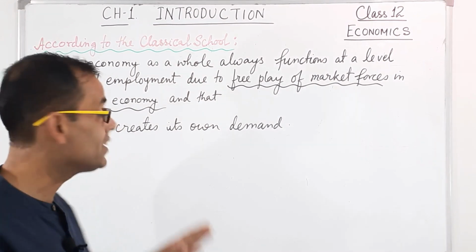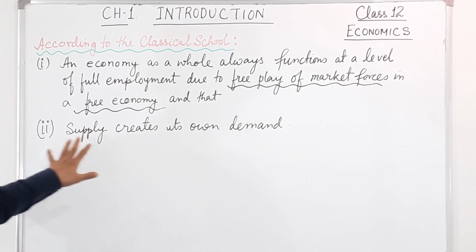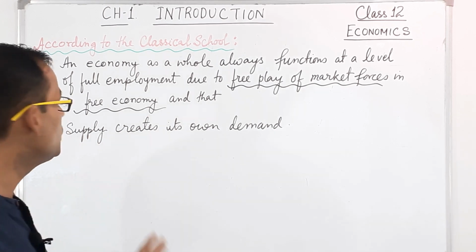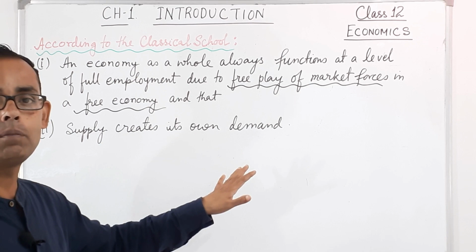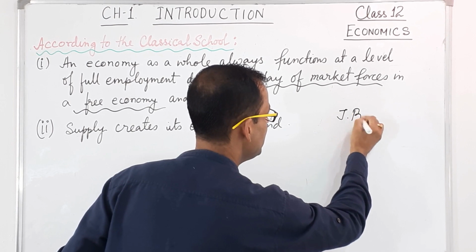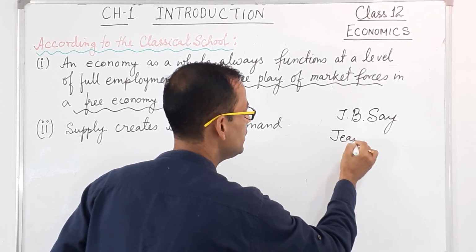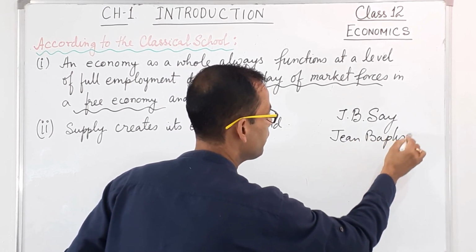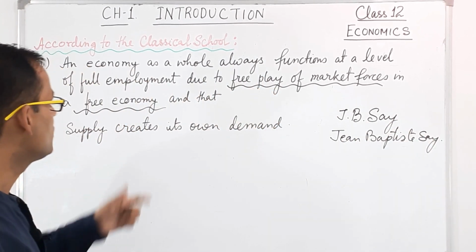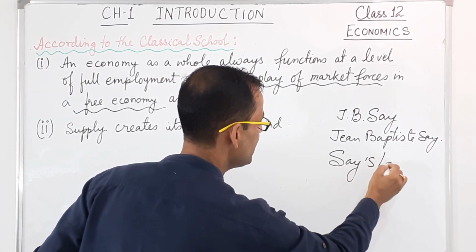Clear? Now the second thing is what? Supply creates its own demand. So what does this mean, supply creates its own demand? First of all, let me tell you that this was given by J.B. Say. What does J.B. Say mean? Jean Baptiste Say. He propounded this one. So that's why this is also known as Say's law. We say this one as Say's law.